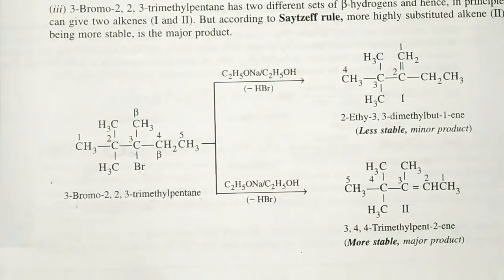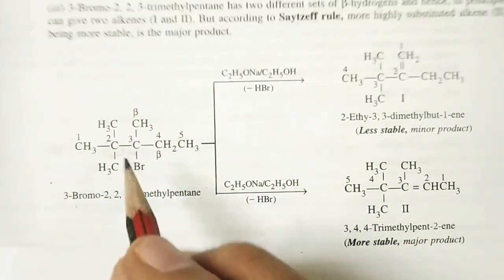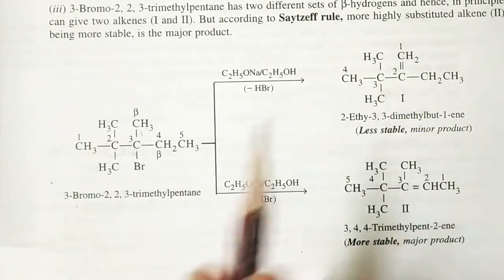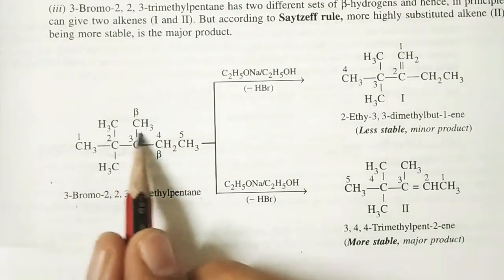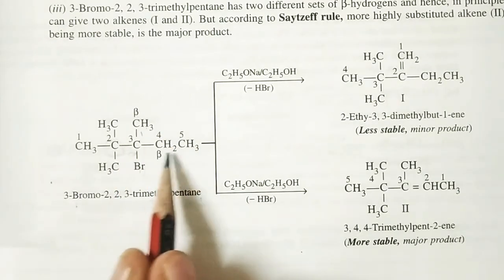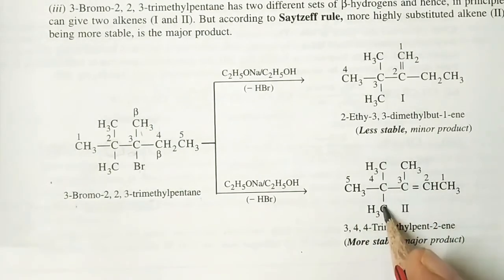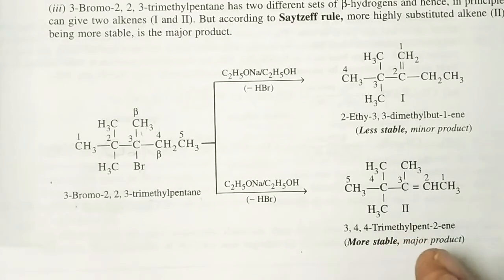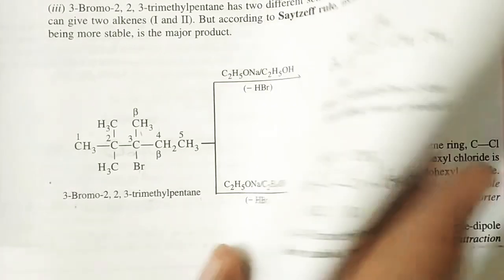So when we remove the hydrogen from here, it gives a double bond, but this is a longer alkyl group compared to the methyl group. So this product is major in nature, and this one is minor. CH3 double bond CH3 is more stable and we get the major product. So this is all about 10.10.